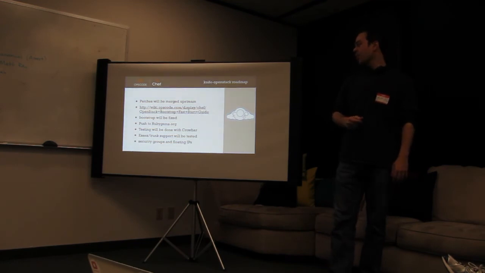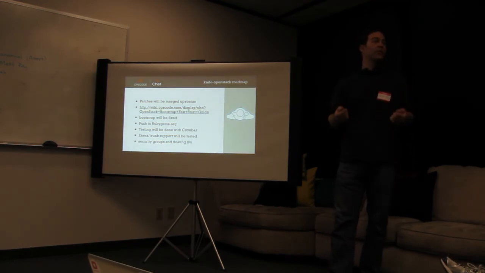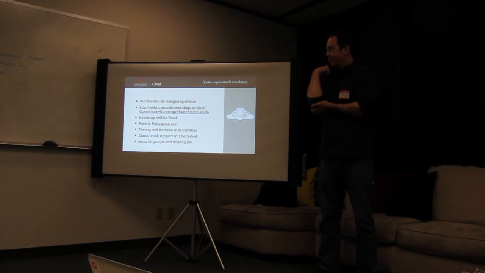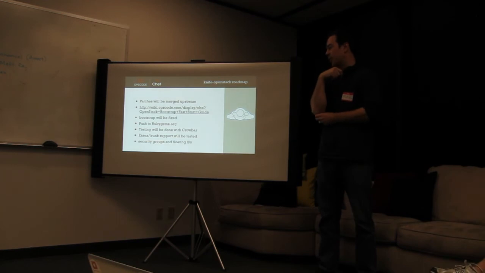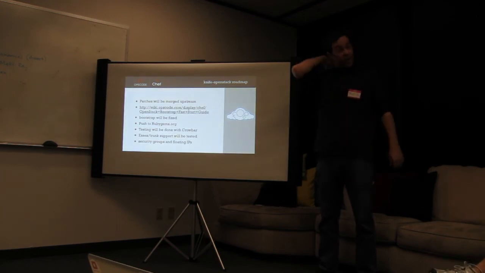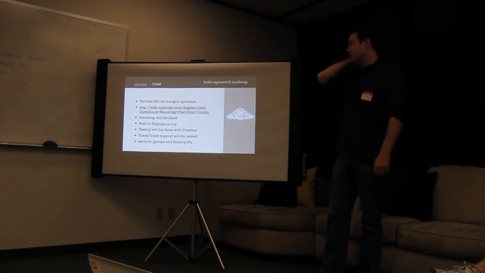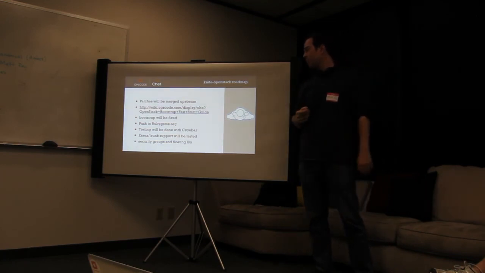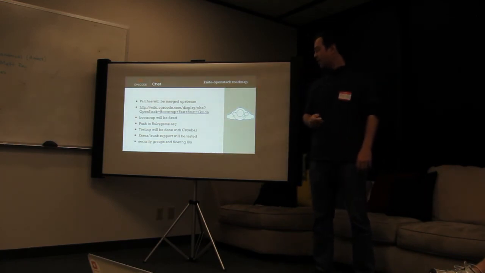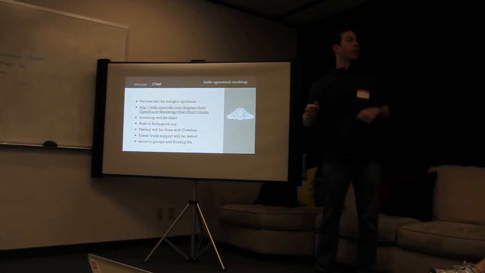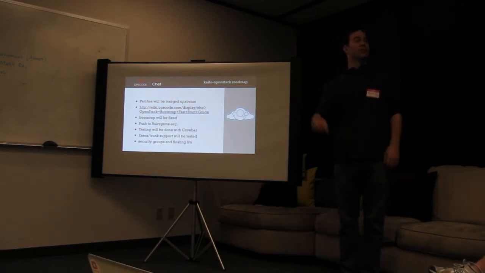The Essex trunk support: I've been looking through the Essex code for Fog. It's a lot better than Diablo, so it should be fairly simple to get working. Security groups are not working yet, so it just grabs the default, which is fine for most people, but not everybody. And floating IP support is not quite there yet.